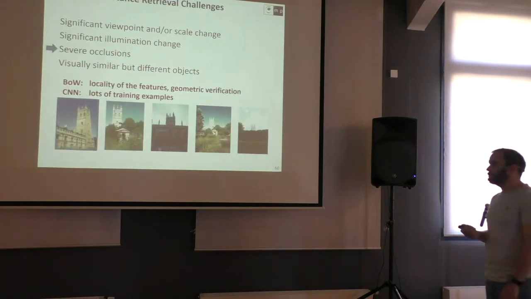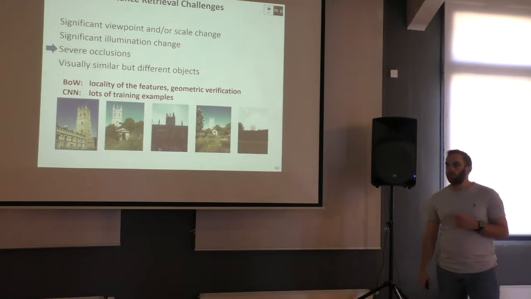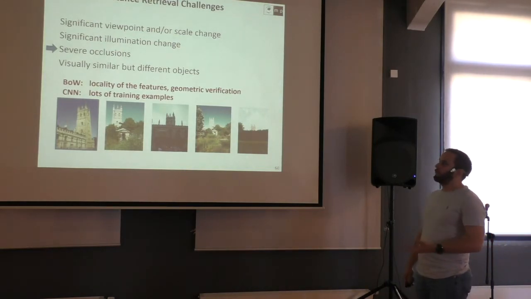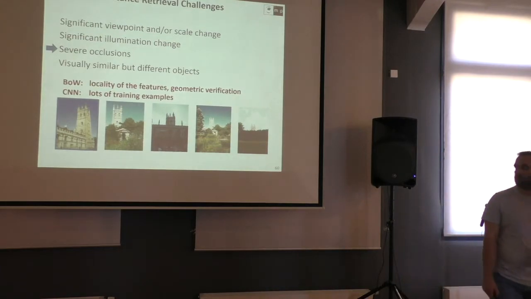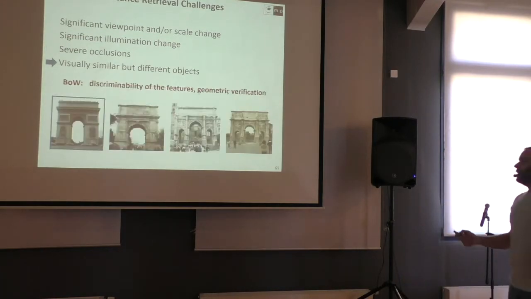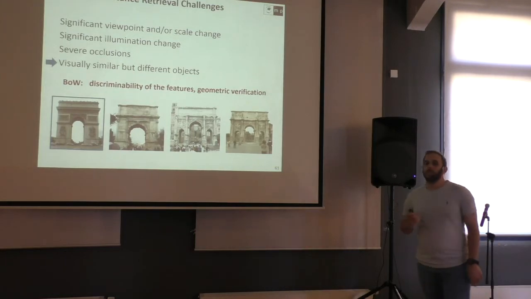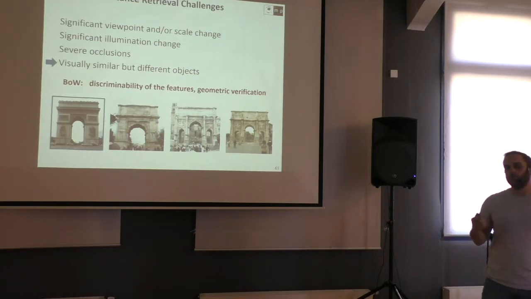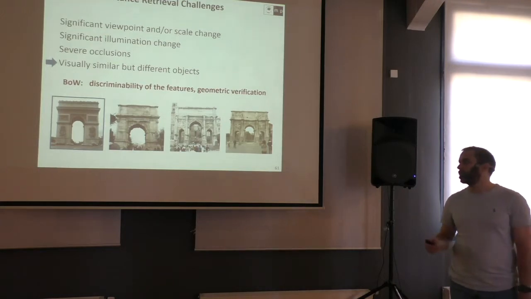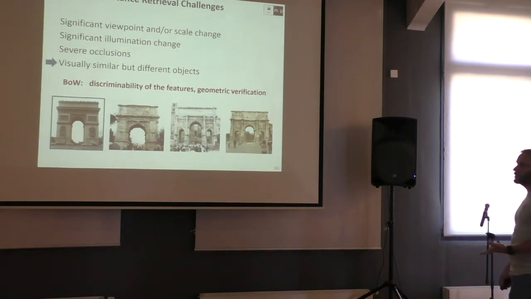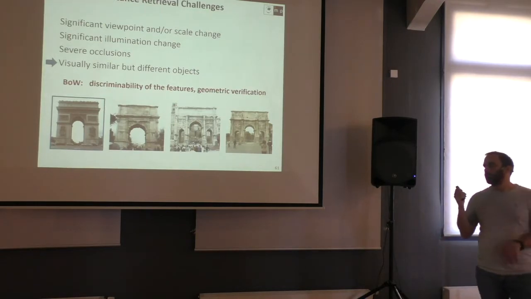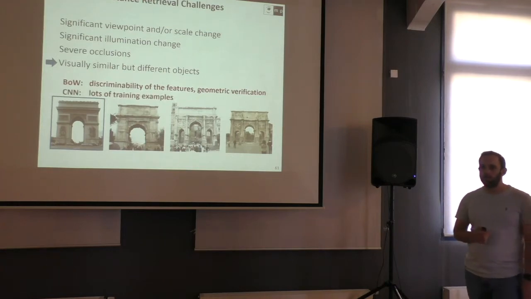For the severe occlusions, use the locality. Local features are really small, so you can actually find the object that occupies a really small percentage of the image. Again, for CNNs to do this, you need lots of training examples. And at the end, what you don't want is to get visually similar but different objects. Or if you want to get them, you want them to be behind the actual object that you search for in the ranking list. So bag of words does this with the discriminability of the features and geometric verification. CNN, guess what? Lots of training examples.